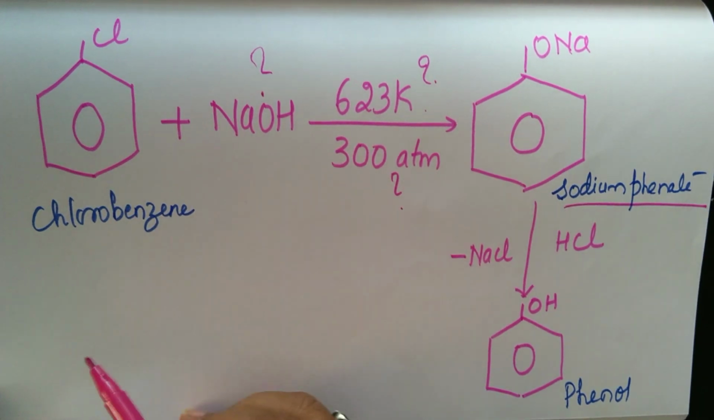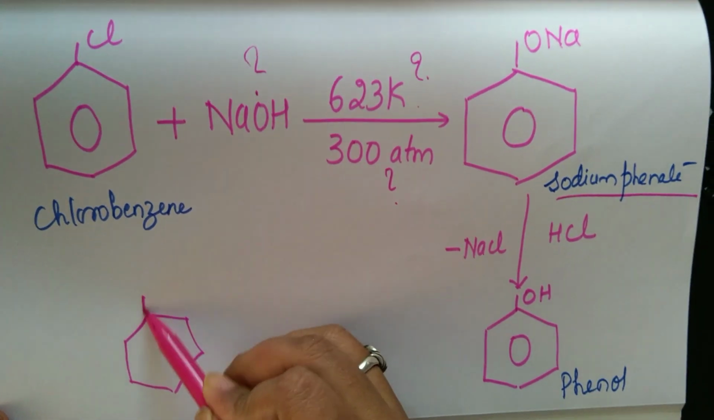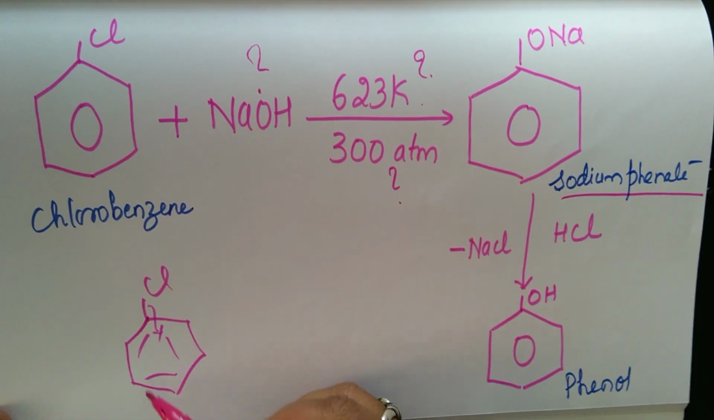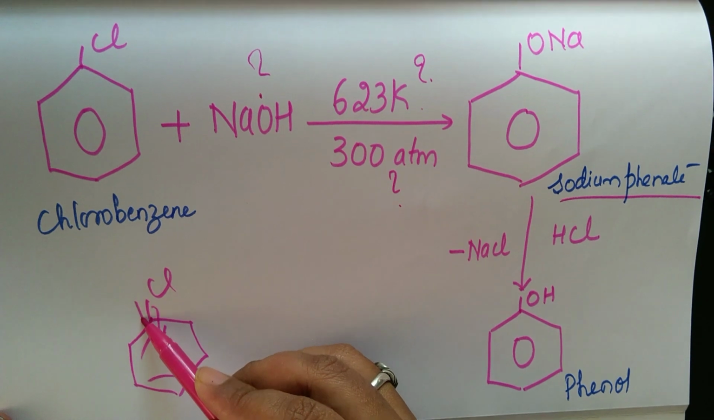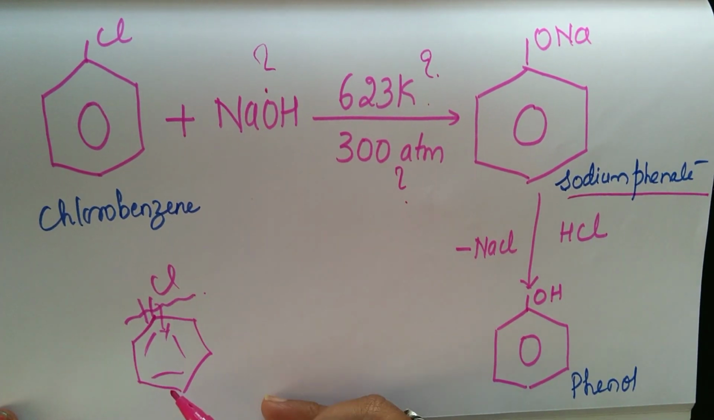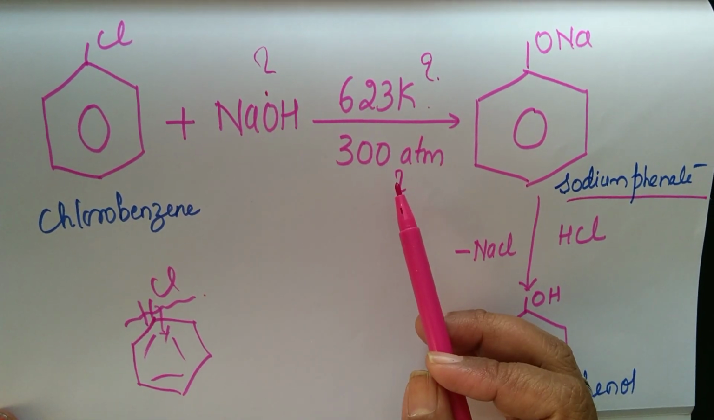Now in the previous lesson you had learnt chlorobenzene. In chlorobenzene there is resonance. When there is resonance there is formation of carbon-carbon double bond. So it is very difficult to break a double bond. So we need to use high temperature and high pressure.